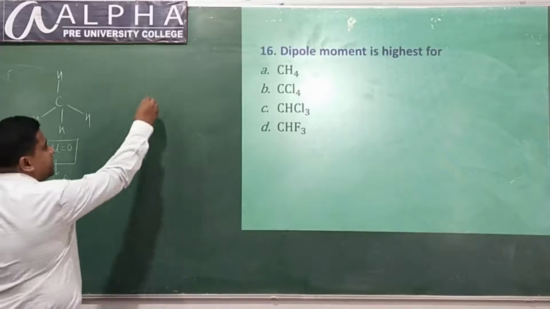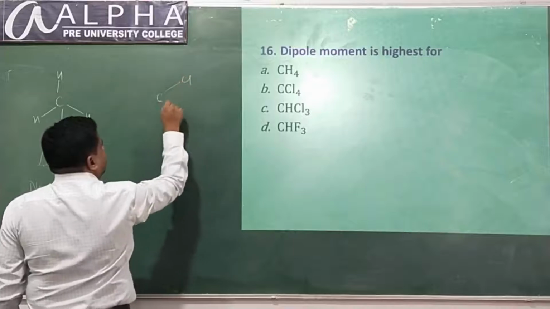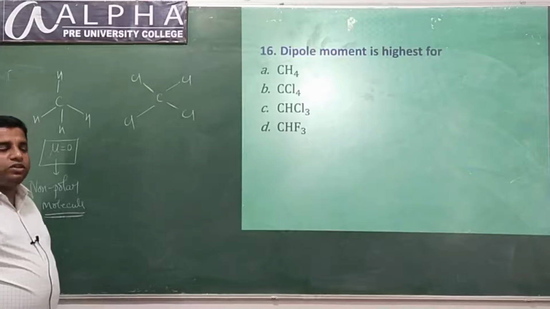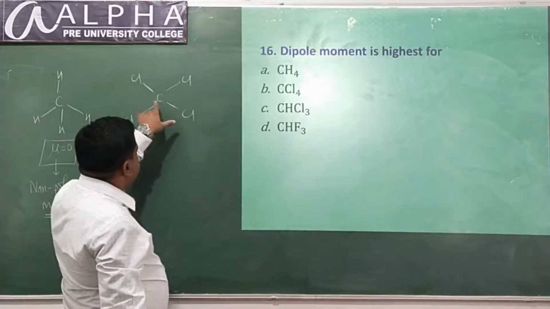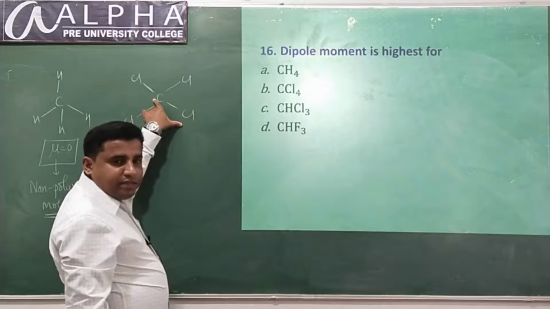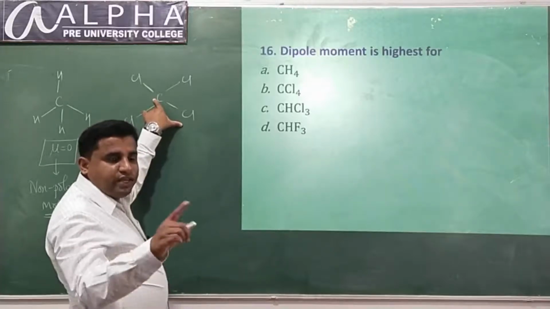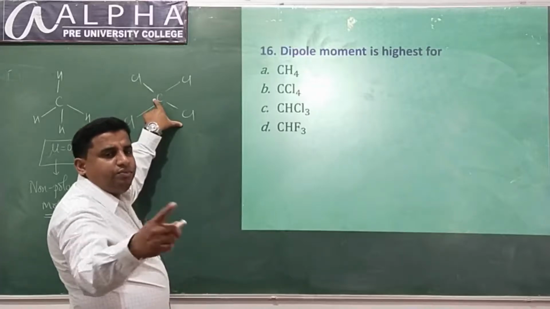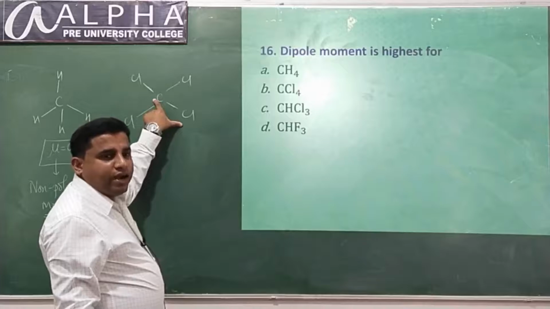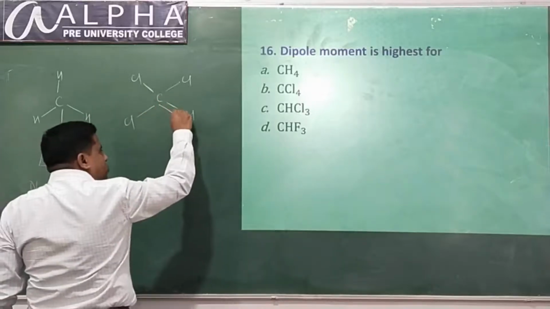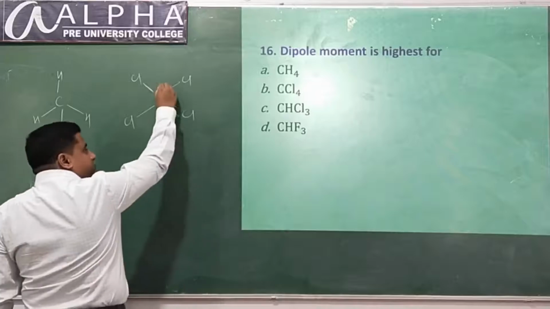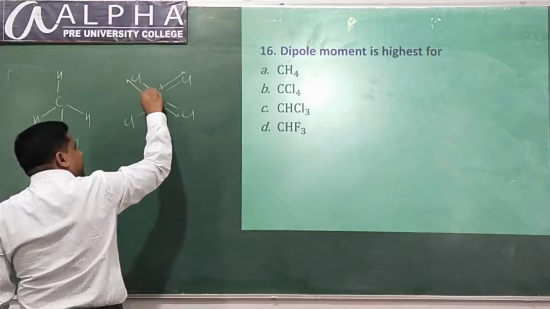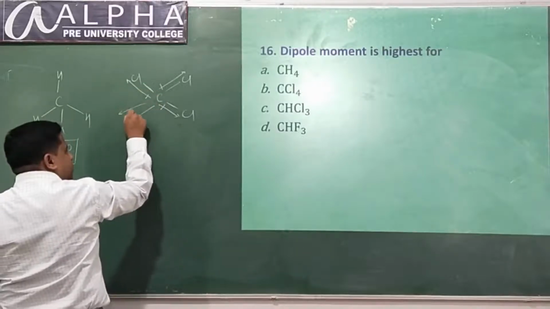Now, if I consider carbon tetrachloride, there is one interesting concept. Chlorine is more electronegative than carbon. That means there is an electronegativity difference, so there will be a dipole moment. The dipole moment will be directed towards the more electronegative atom. For this bond, the dipole moment is towards chlorine. For this bond, towards chlorine, and for this bond also, towards chlorine.